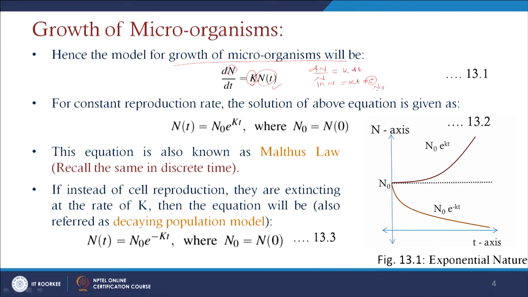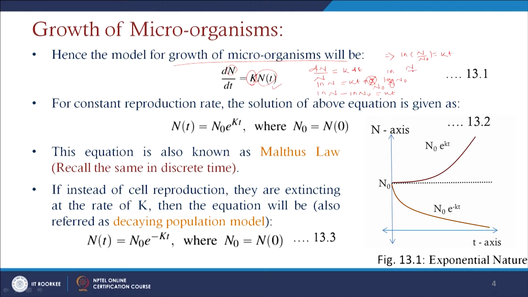present at the beginning. Then we can define this in the form of log of n0. So, we can write ln of n minus ln of n0 equals kt here, which implies that ln of n by n0 equals kt here.